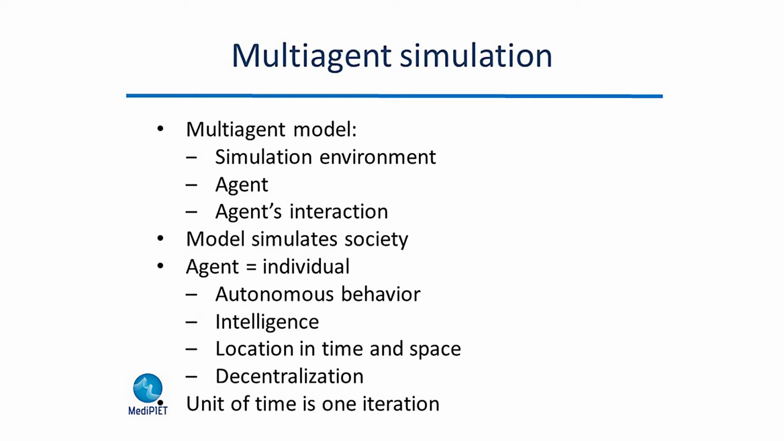As I said, model simulates society, and agent simulates the individual with its autonomous behavior, with intelligence, with location and time and space, and with decentralization, which means that the rules of behavior of agent are set on the individual level, and the behavior of the whole system became like the interaction of the agents. And unit of time is one iteration.